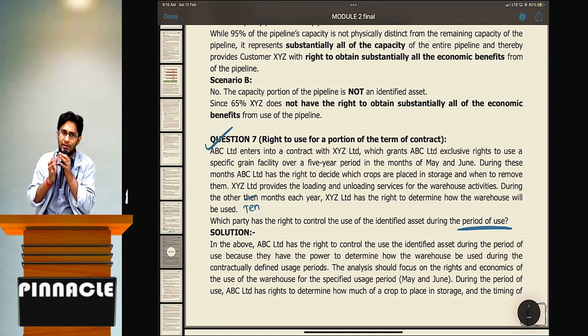As far as the 10 months is concerned, does customer ABC have the right to control the usage of the asset? Yes. All economic benefits from the usage of the warehouse during the 10 months period belong to ABC. ABC also has decision making rights on that asset during the 10 months period. That's all, the point is satisfied. The question is based on a simple point that a lease period of usage need not be consecutive periods. It can be non-consecutive periods also.